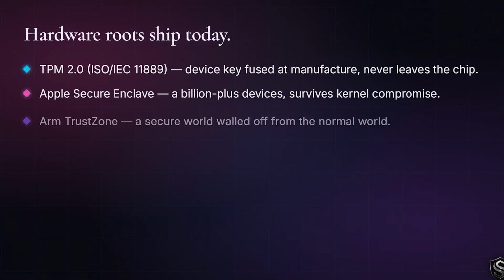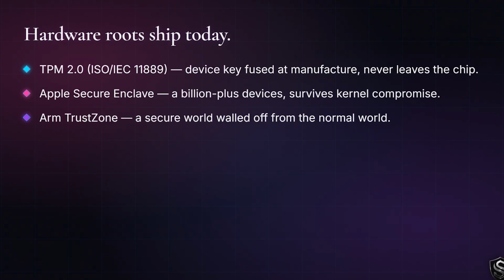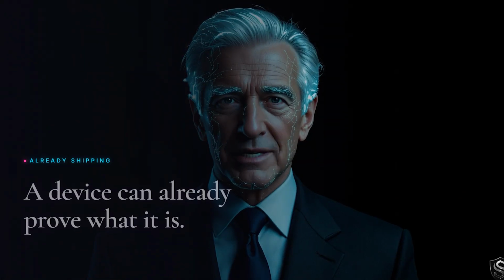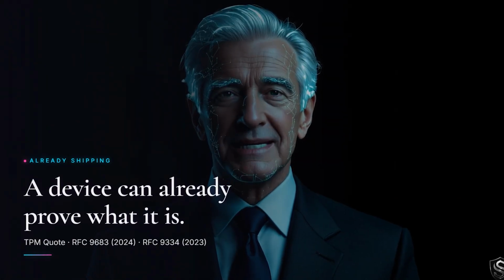And before you dismiss that as a wish, hardware roots are not exotic. They ship today, in the billions, in the device you are holding. A TPM 2.0 chip, the international standard, holds a device-unique key fused at manufacture that never leaves the silicon. Apple's Secure Enclave runs in over 1 billion devices and survives a full kernel compromise. ARM TrustZone splits every chip into a secure world and a normal world. This is commodity hardware. It is already under you, and this is the strongest proof point in the whole episode, so let me lead with it.